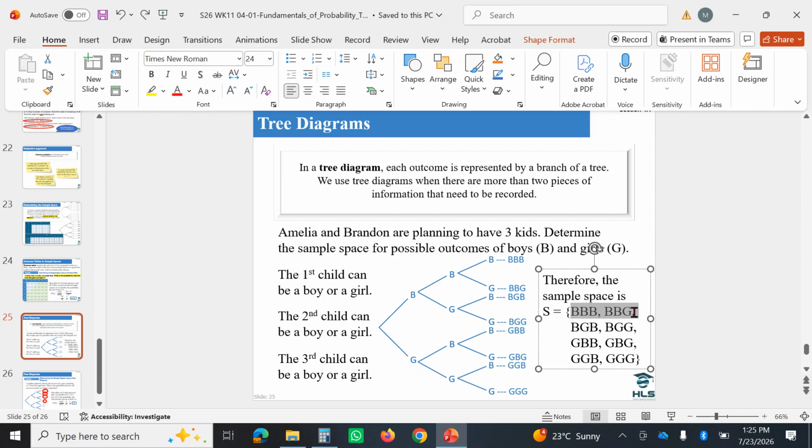1, 2, 3, 4, 5, 6, 7, 8. There are 8 possibilities, right? And you look at this right here. What's 2 to the power 3? I have 2 choices, boy or girl, and I do this 3 times. 2 to the power 3, 2 times 2 times 2, is also 8.